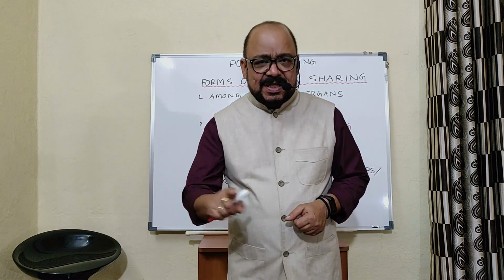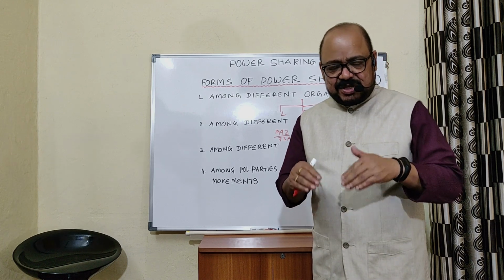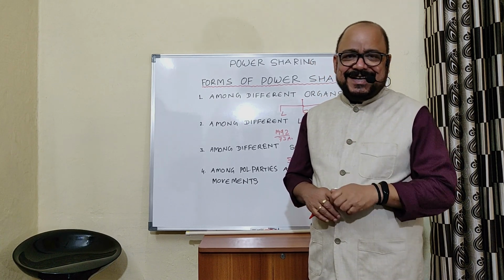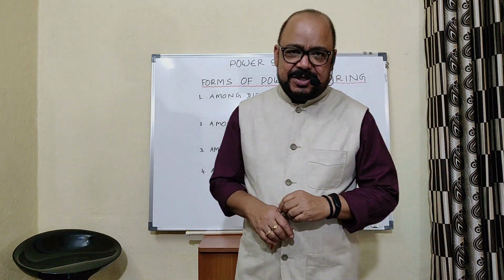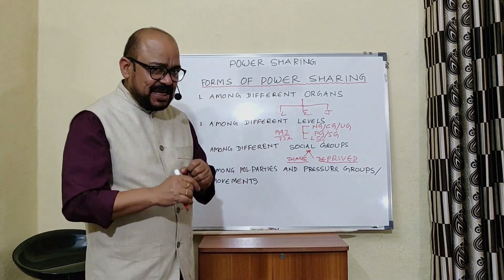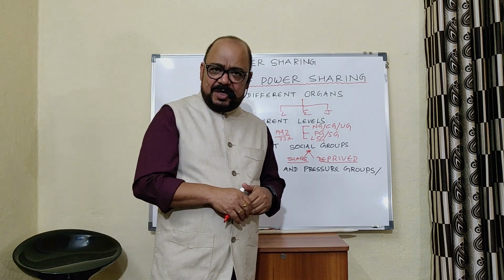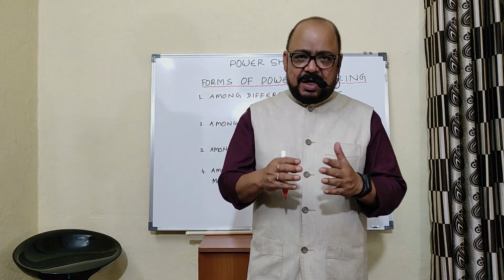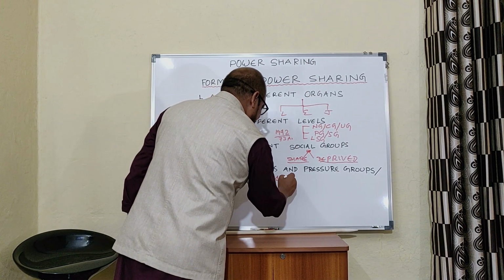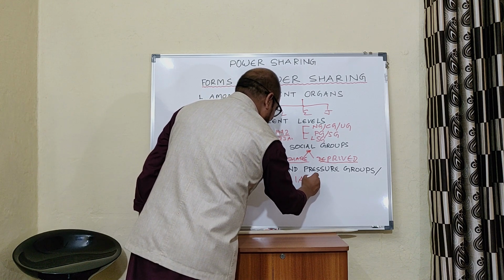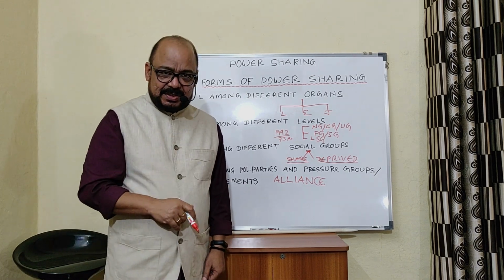Suppose no single party gets majority in the Lok Sabha. Today, majority in the Lok Sabha means what? 272 seats alone. Suppose no party gets 272 seats, right? In that case, what is going to happen? Two or more political parties are going to form a group. That group is called what? Alliance. That group is going to be called an alliance, right?